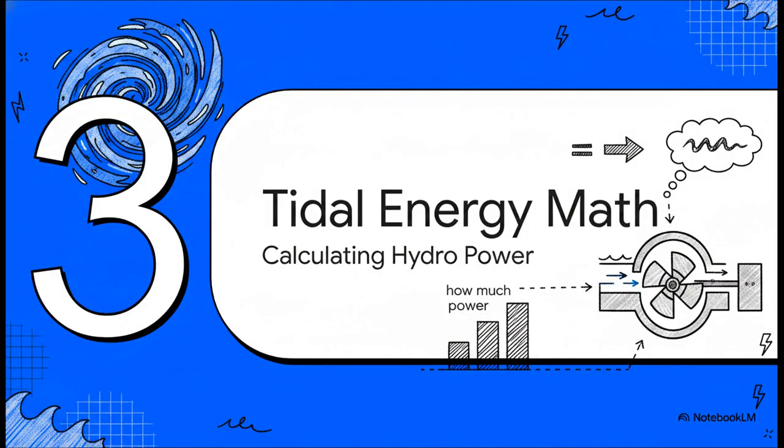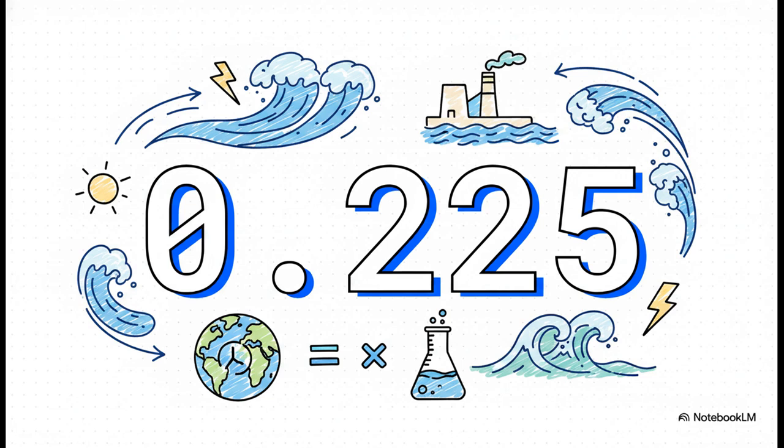Up next, Section 3, calculating tidal energy. So the work done by all that water is directly proportional to the square of the tidal range.